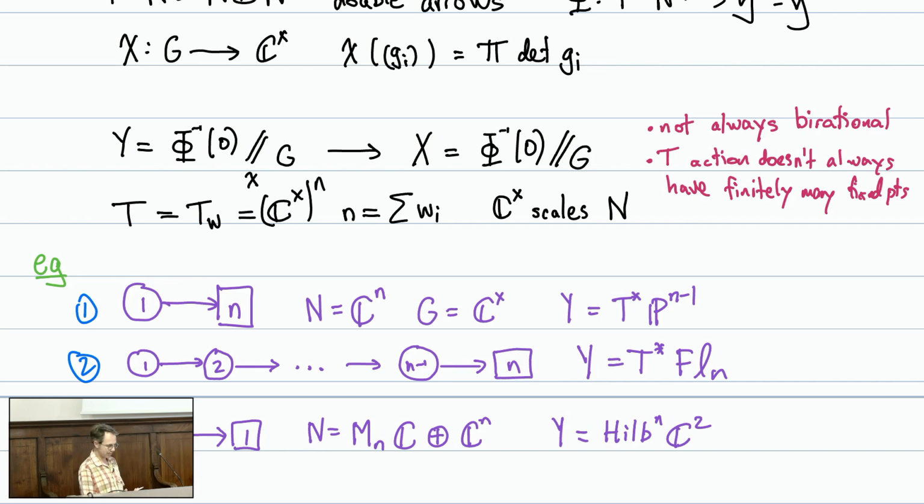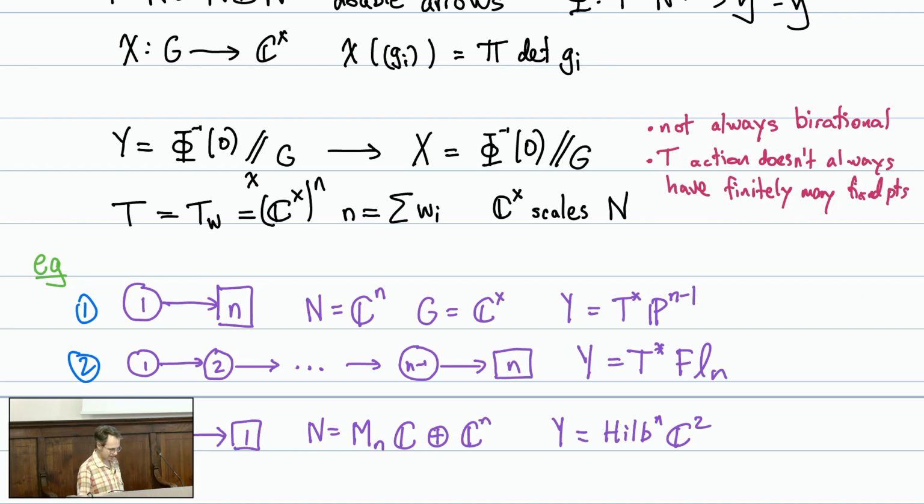And then I take the Hamiltonian reduction by the action of this C star. And if you've done this before, you can see that you get T star P^(n-1). If you haven't done this example before, it's a good exercise. It's pretty elementary. You get T star of P^(n-1). So for example, if you take n is 2, you get T star P1 that we started with.